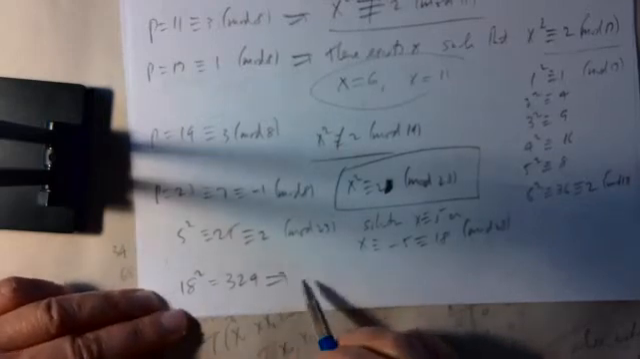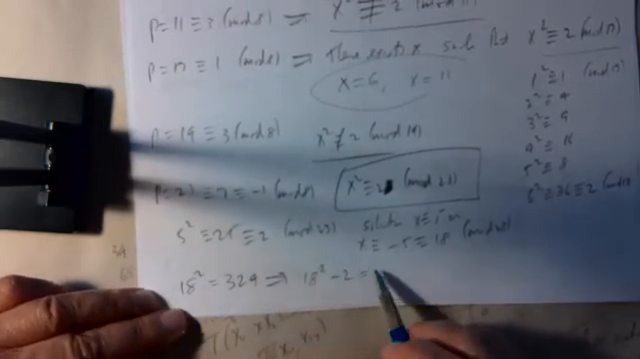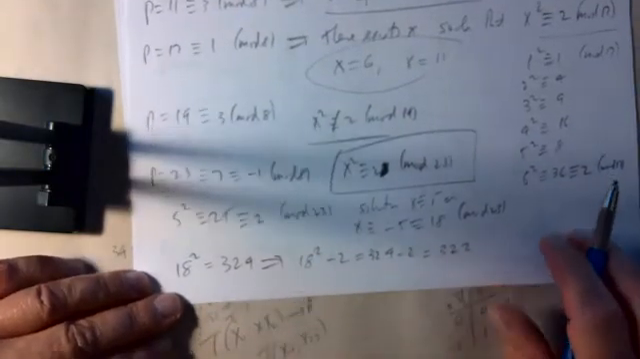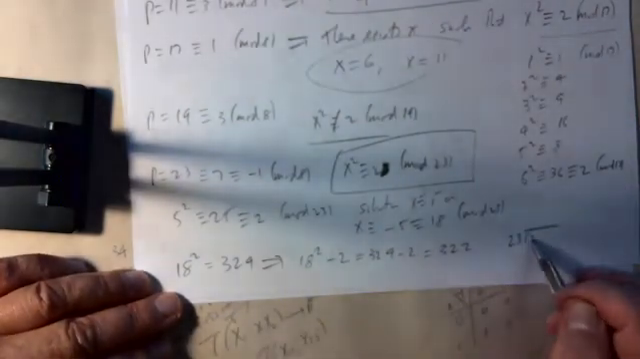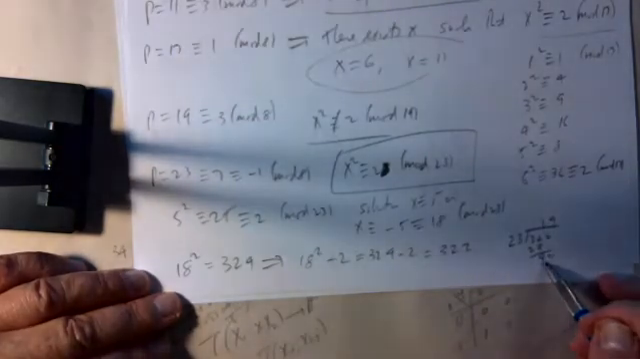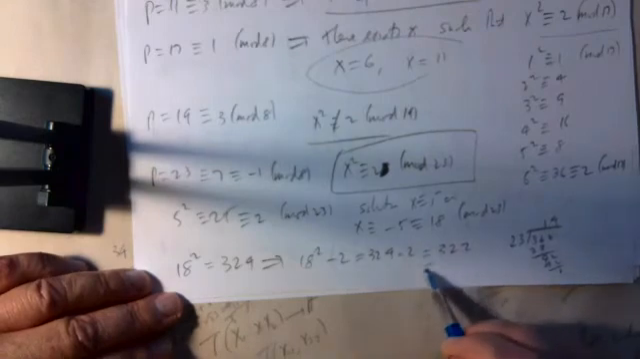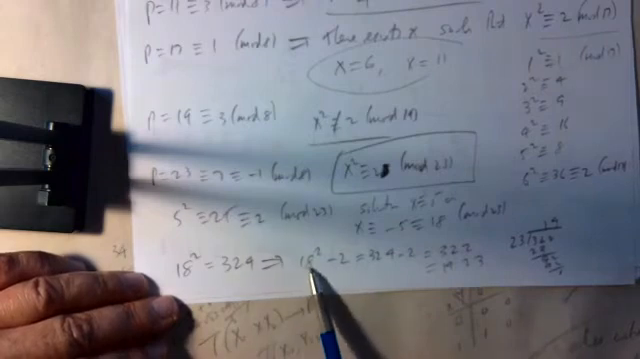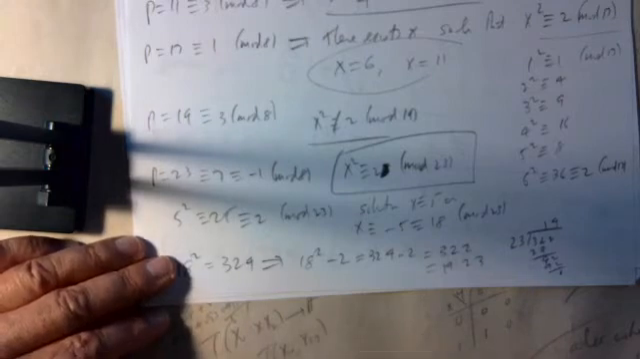So 18 squared minus 2 is 324 minus 2, which is 322. And if we divide 23 into 322, we get 14, it goes evenly. This is exactly 14 times 23. So 18 squared is congruent to 2 mod 23. Right? Okay.